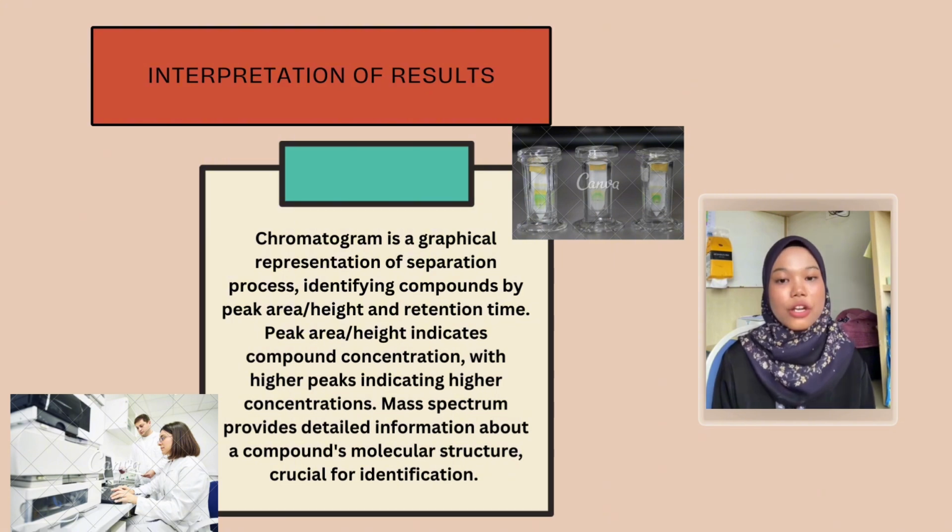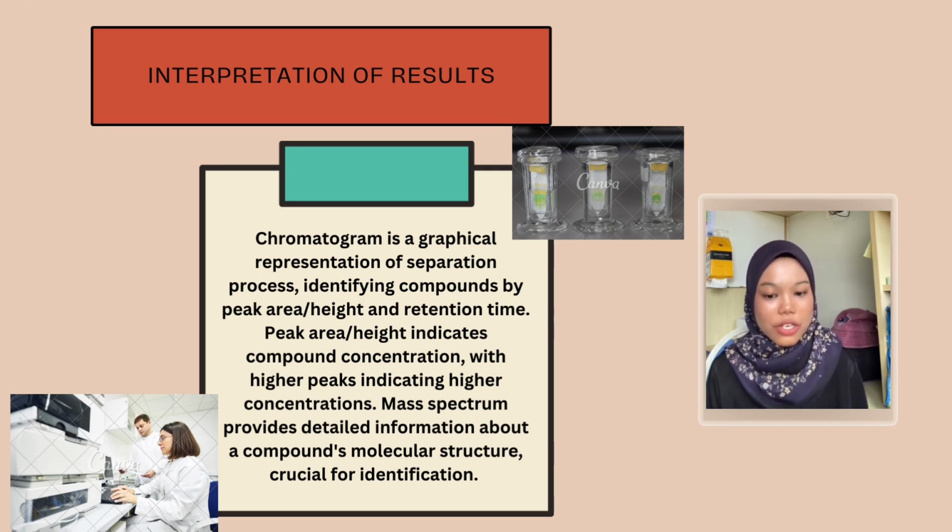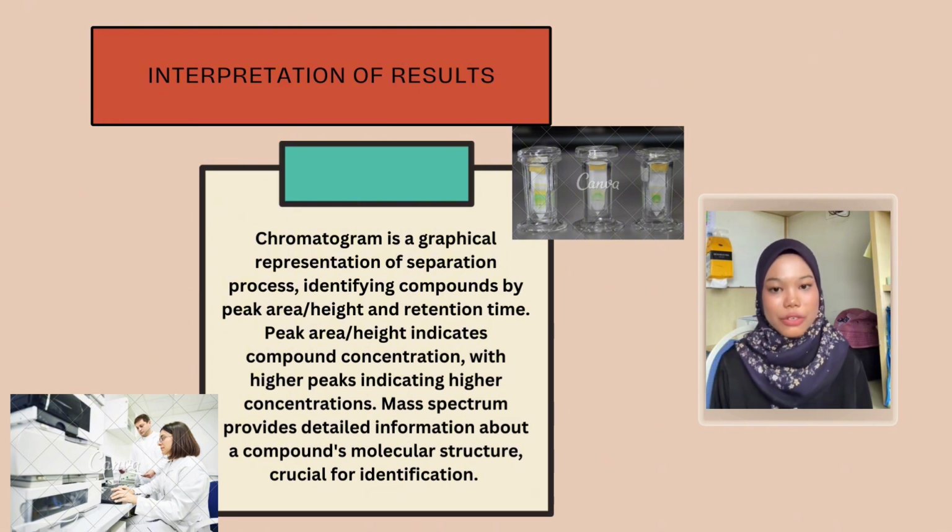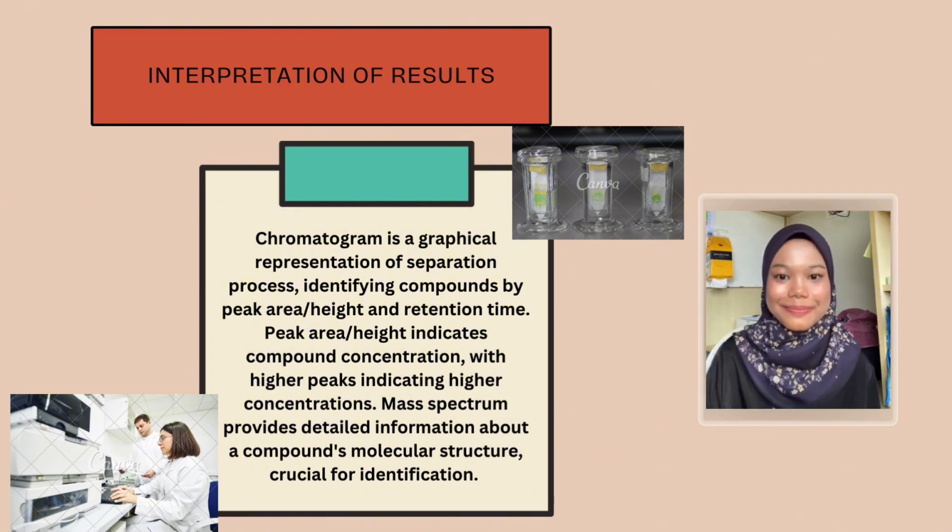Next, for interpretation of results, a chromatogram is a graphical representation of the separation process, identifying compounds by peak area or height, and retention times. Peak area or height indicates compound concentrations, with higher peaks indicating higher concentrations. Mass spectrum provides detailed information about a compound's molecular structure, crucial for identification.